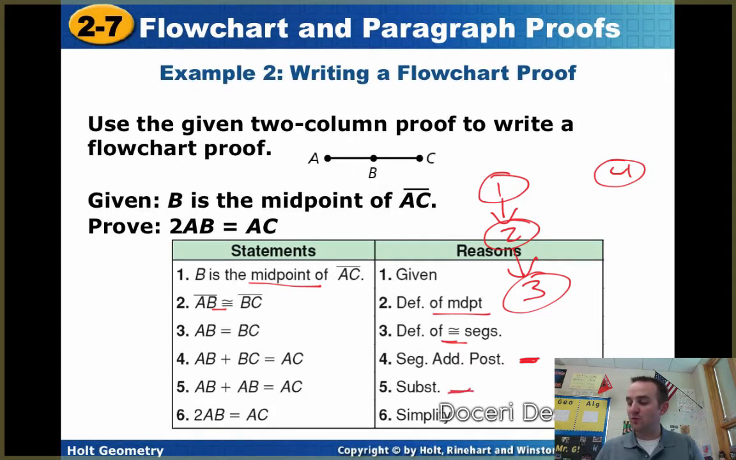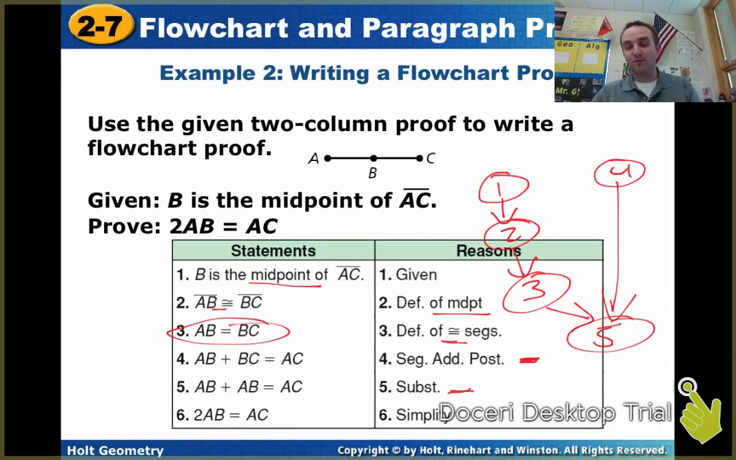Now substitution, whenever we substitute, we're going to have more than one arrow. We need more than one step to be able to substitute. We need to know the fact that AB plus BC equals AC, which was step 4. So we need that. But we also need the fact that AB is equal to BC. So we need 3 and 4 to be able to say 5. And then from 5, we're just simplifying, so we go to 6. Okay, so that's a basic idea.